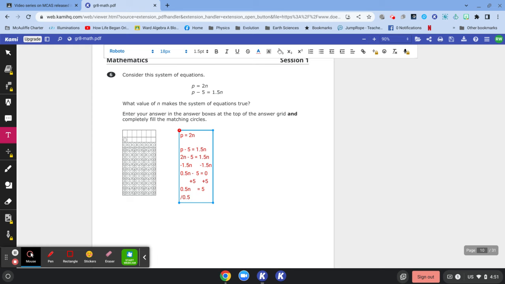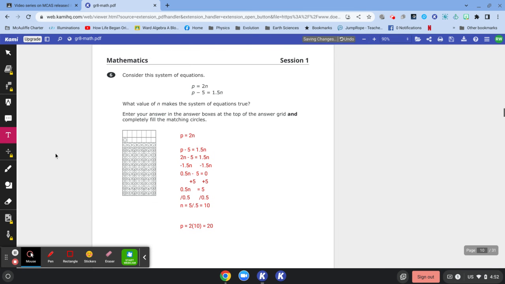And I need to divide both sides by 0.5. Because I have multiplication, I need to get rid of multiplication, so I divide both sides by 0.5. And so n will equal 5 over 0.5, which is going to be 10. So n is 10, and that's your answer. If you needed to find out what p is, replace n with 10, and p equals 2 times 10, so p equals 20, if you needed that. But you don't. You just need n.